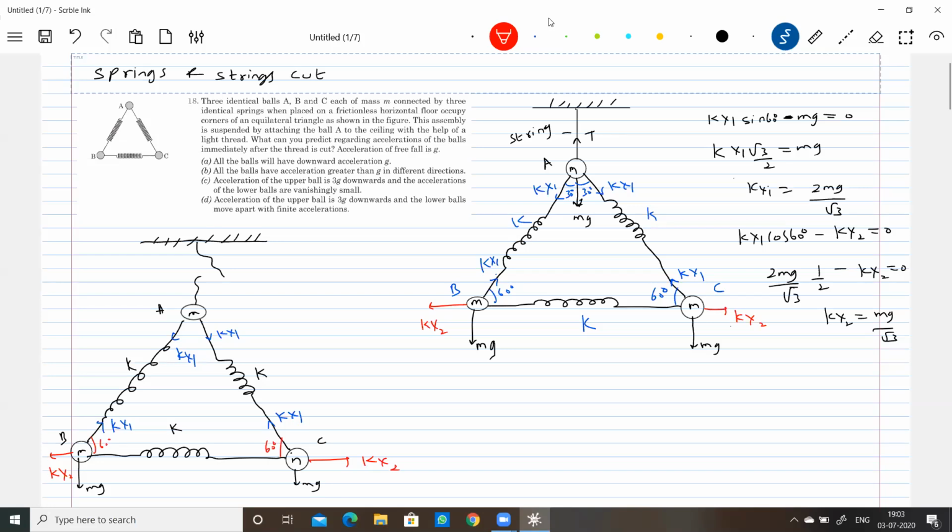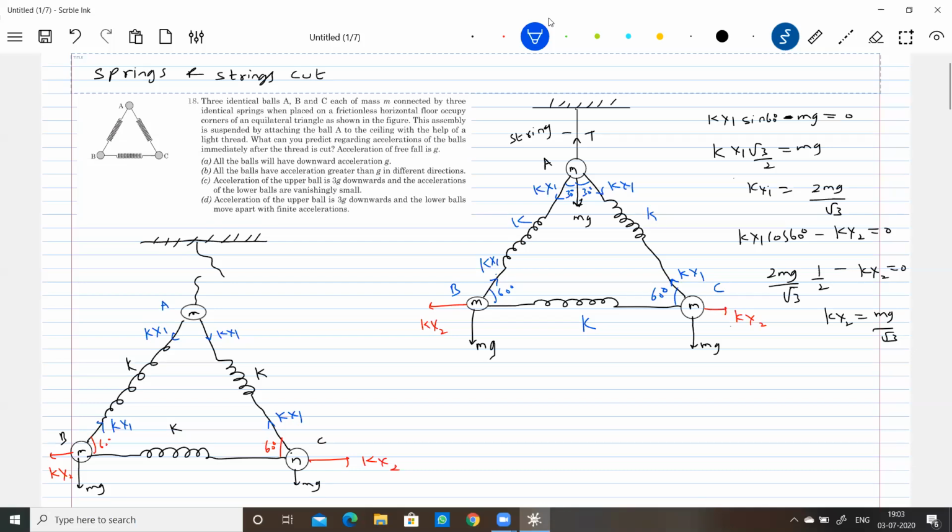Sir, won't they move downward? Say their accelerations are vanishingly small. Sir, they might move in a horizontal plane because of a component of force. Look at it clearly. Sir, kx1 cos 60 will balance kx2. But A will be moving downwards, sir. Then kx1 force will increase, right?